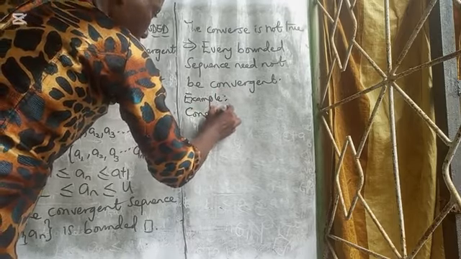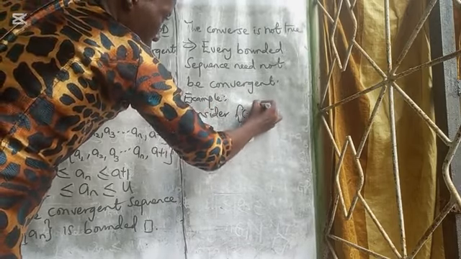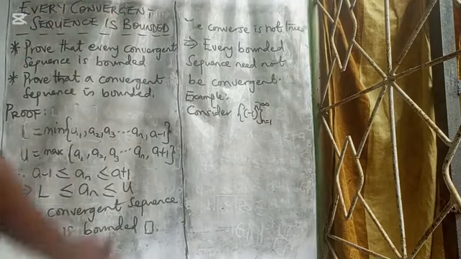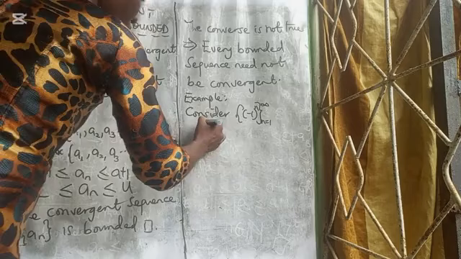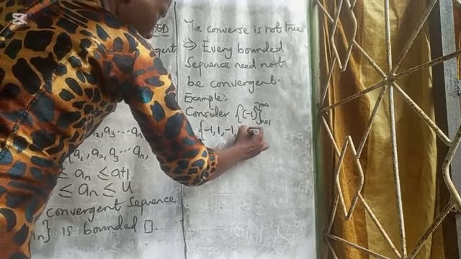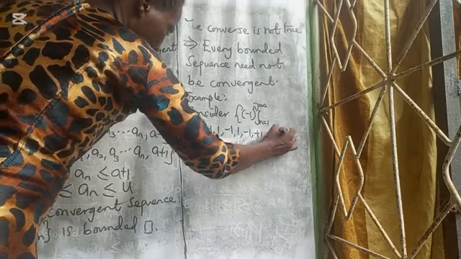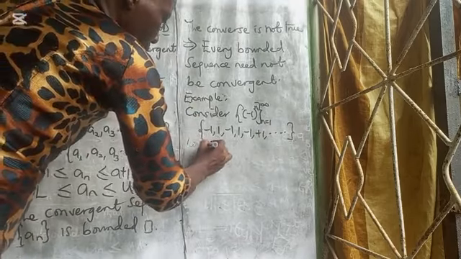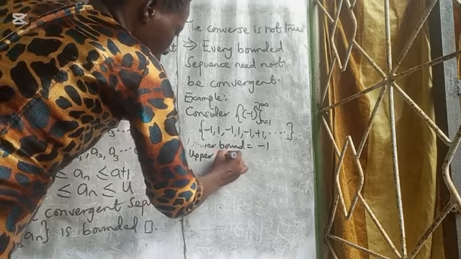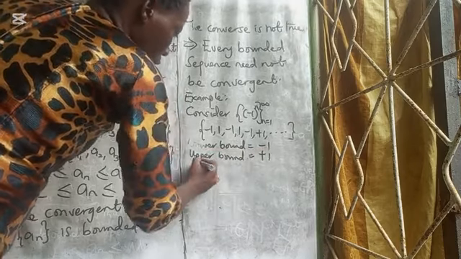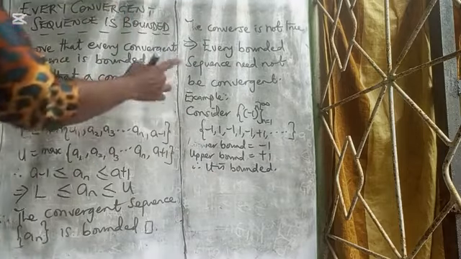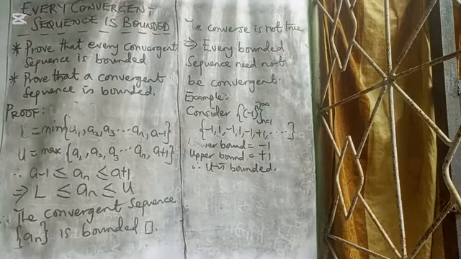Consider the sequence minus 1 raised to the power n as n moves from 1 to infinity. What are the terms of this sequence? We know that the terms of this sequence juggle between minus 1 and plus 1, again minus 1 and plus 1, and it continues like that. The lower bound is minus 1. The upper bound is plus 1. Therefore, it is bounded.